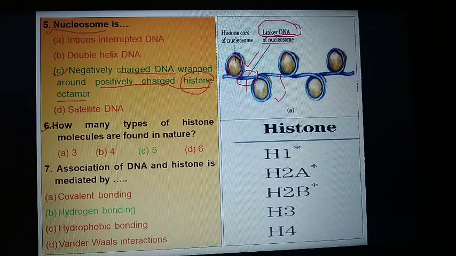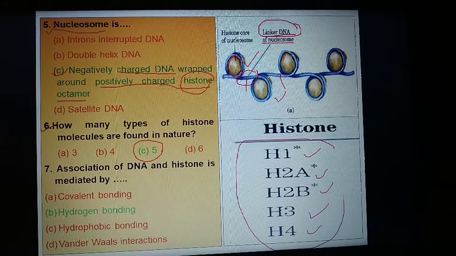The next question is question number 6. How many types of histone molecules are found in nature? Generally we get 5 abundant types of histone proteins. So what are they? They are histone 1, H2A, H2B, H3, H4. These are the 5 types of histone proteins which we find in eukaryotes.